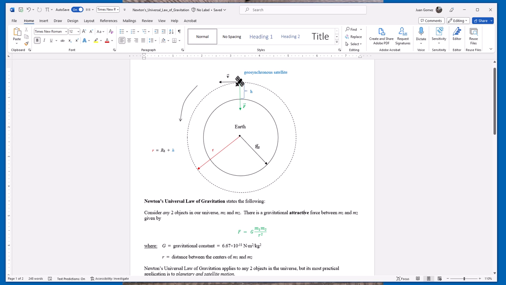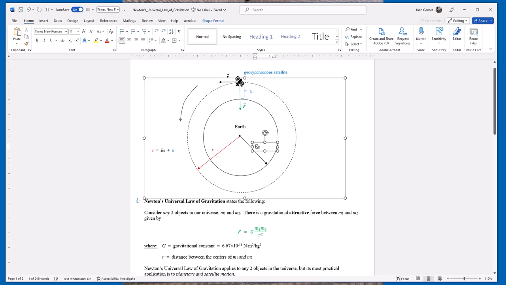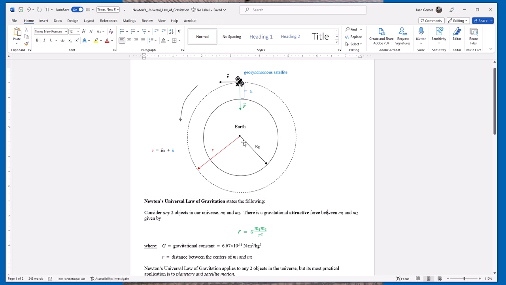Notice here large RE, that's the radius of the Earth. You see that? That's what RE means, the radius of the Earth. And notice h. h is the height of the geosynchronous satellite above the surface of the Earth. So clearly, for the satellite, its radius R is RE plus h. Nothing complicated, just look at the figure. But that's a sketch of a geosynchronous satellite. And it's undergoing UCM. It's orbiting or circling the Earth at a constant speed v.